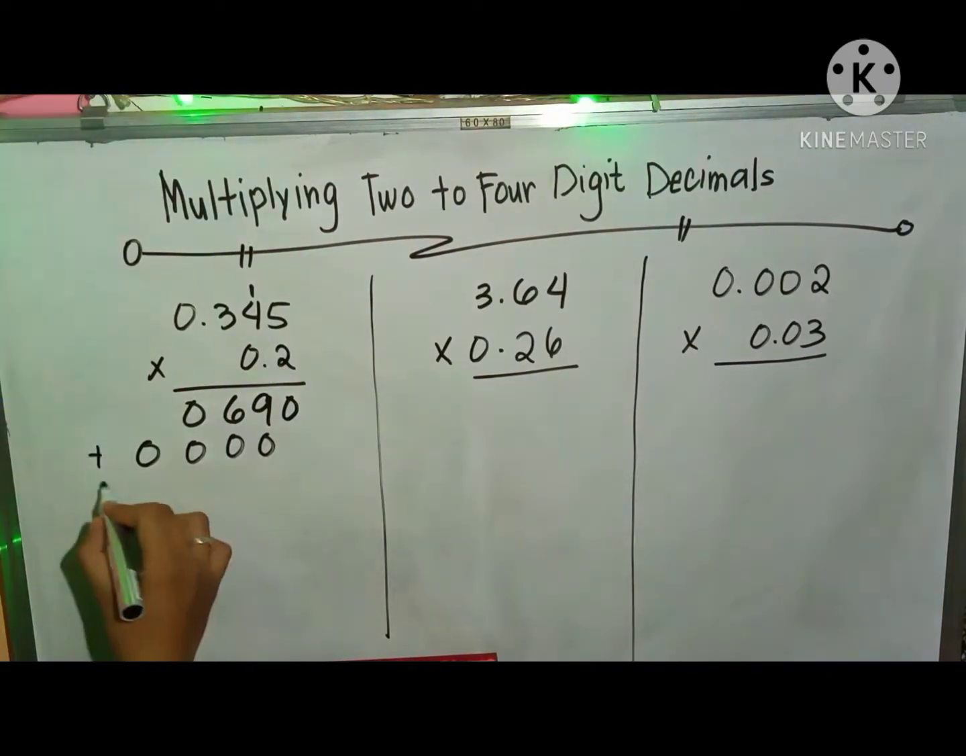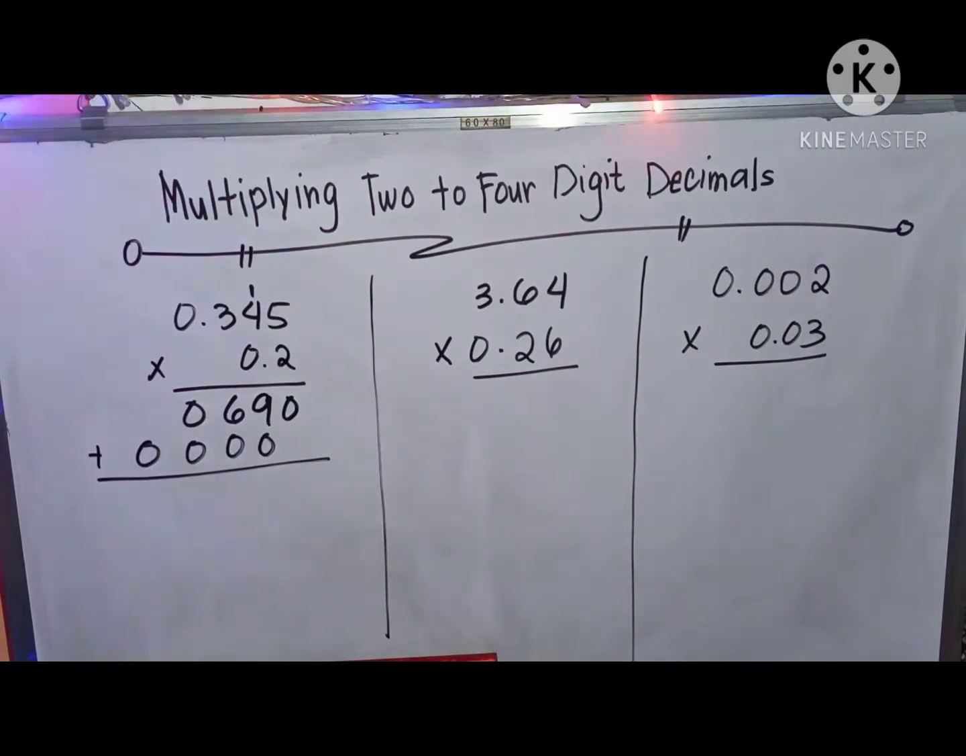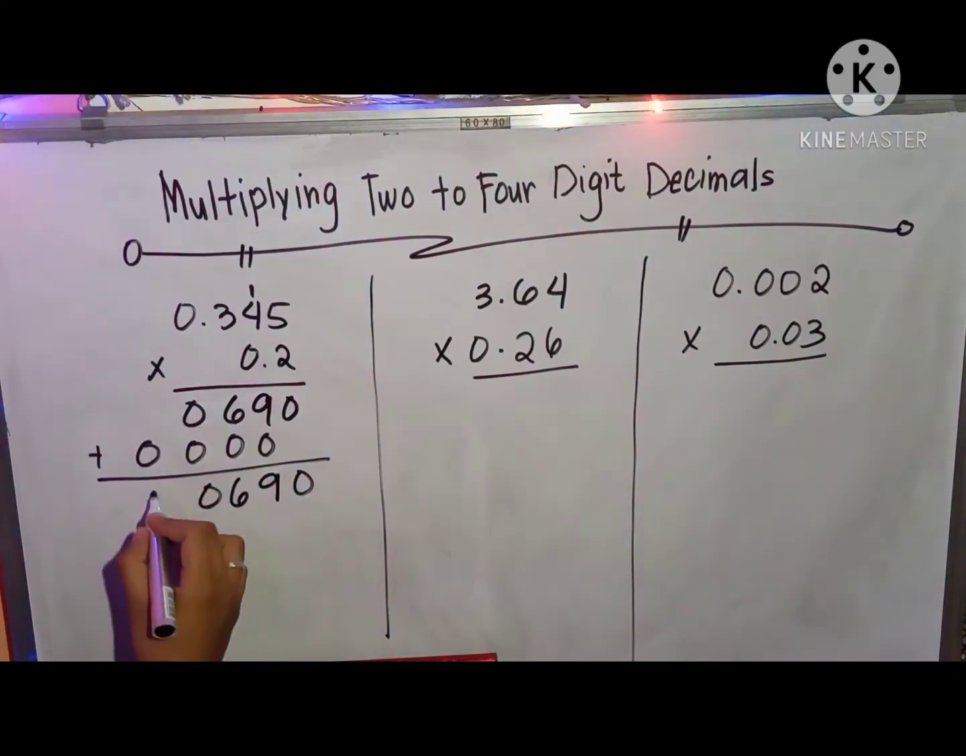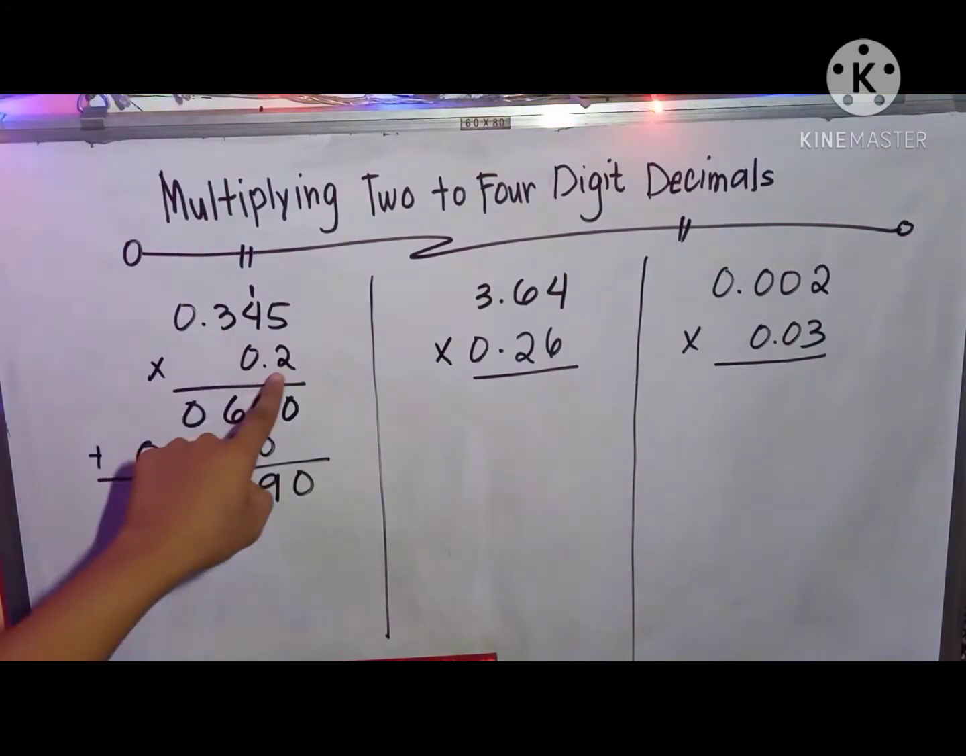Then the next step is add the products. 0, bring down 0. 9 plus 0 is equal to 9. 6 plus 0 is equal to 6. 0 plus 0 is equal to 0. And 0, bring down 0. Okay, now, sabi ko nga sa inyo kanina, the final step, dito magmamatter yung decimal points na nandiyan.